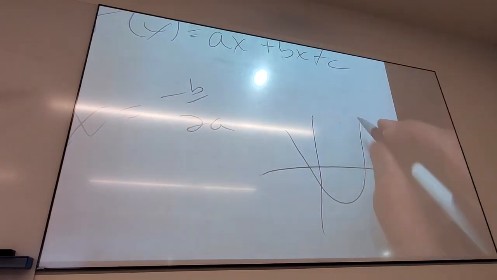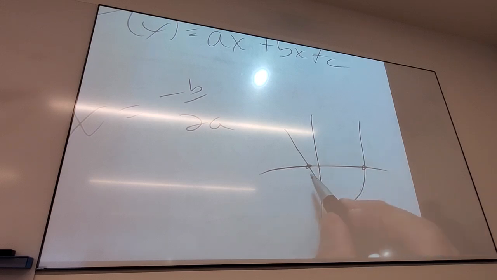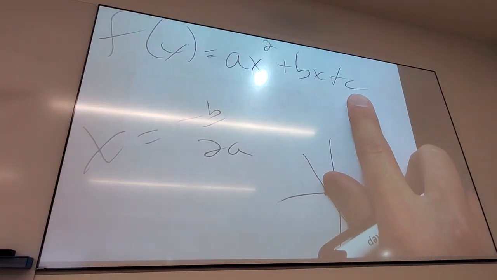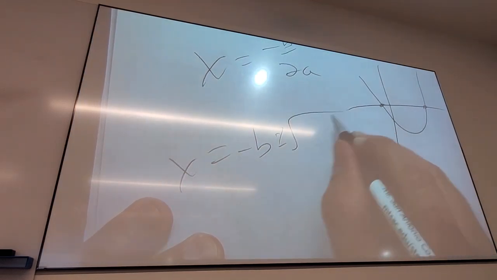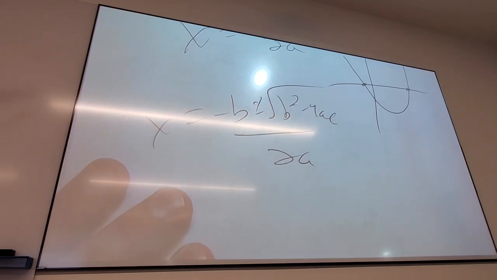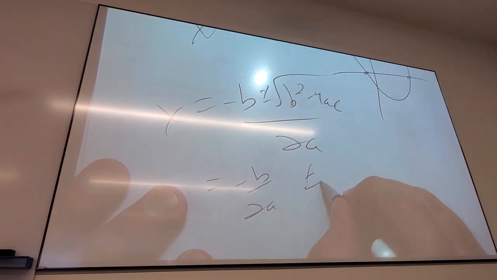If I knew the x-intercepts for a parabola, where's the x part of the vertex going to be? I know the x-intercepts. In between. It's going to be right in the middle, yes? Because it's symmetric. How do I find the x-intercepts for something like this if I can't factor it? Quadratic formula, right? So it'd be negative b plus or minus the square root of b squared minus 4ac, all over 2a. You with me? Isn't this negative b over 2a plus or minus something?